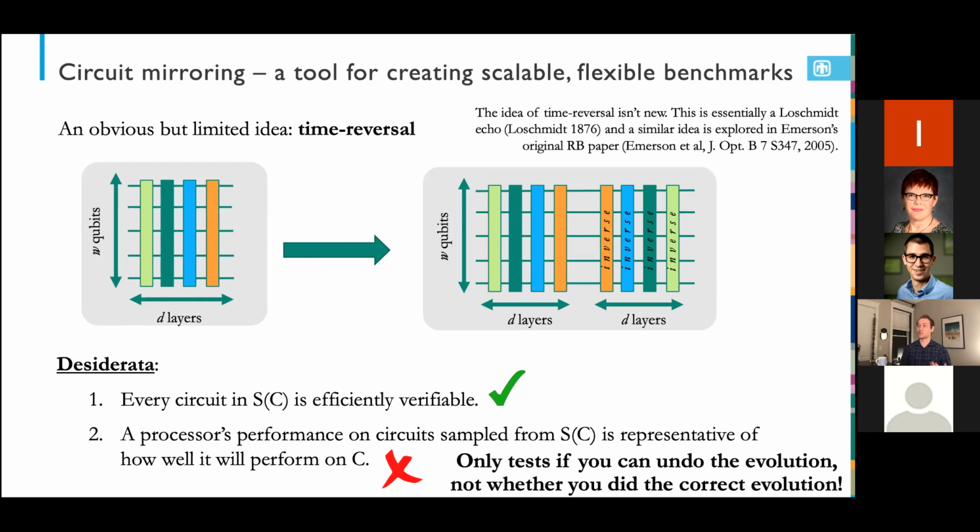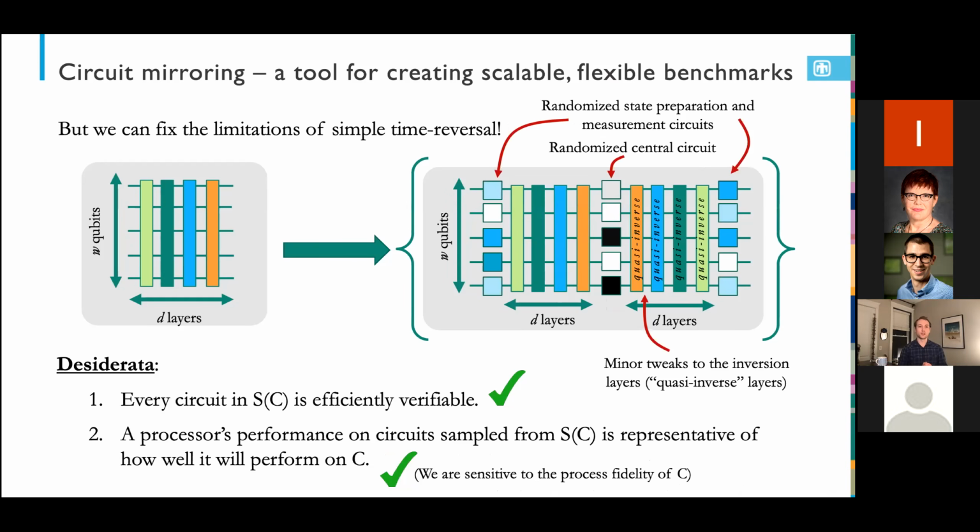And so what we're seeing here is that there are certain types of errors we're not sensitive to. In fact, there's a large class of reversible errors that we're not sensitive to with this kind of circuit, because really all we're doing is testing whether we can undo an evolution, which is really not the same thing as testing whether you did the correct evolution or not. But it turns out you can actually fix this methodology with some pretty straightforward alterations.